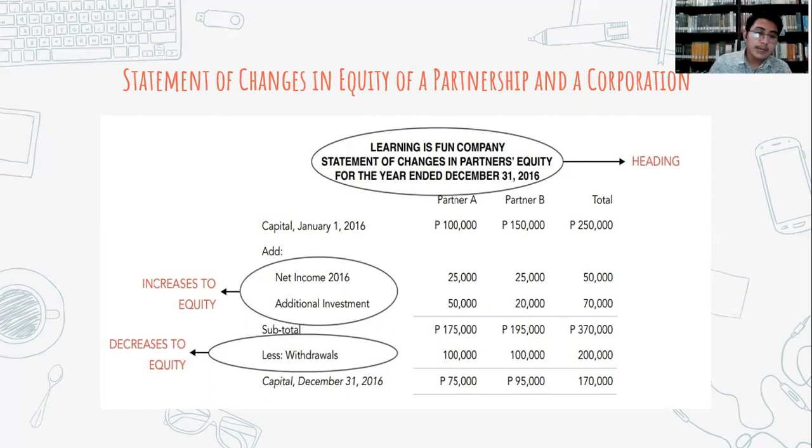Okay, so in year 2017, kung hindi sila magbigay ng additional investment, the beginning capital of the learning expand company will be 170,000, whereas si partner A may 75, while si partner B naman is 95,000 pesos. So ganun lang po kadali ang paggawa ng statement of changes in equity when it comes to partnership.